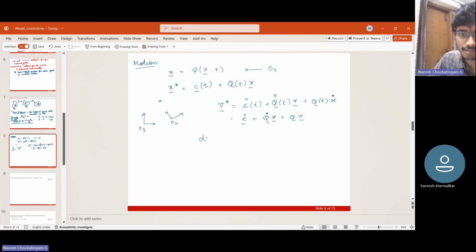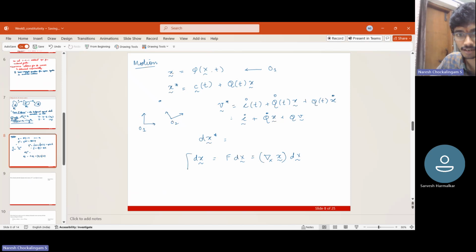Now, if you look at infinitesimal lengths, dx is nothing but F dX, and F is nothing but the spatial gradient of the deformation field, the gradient with respect to X, dX.